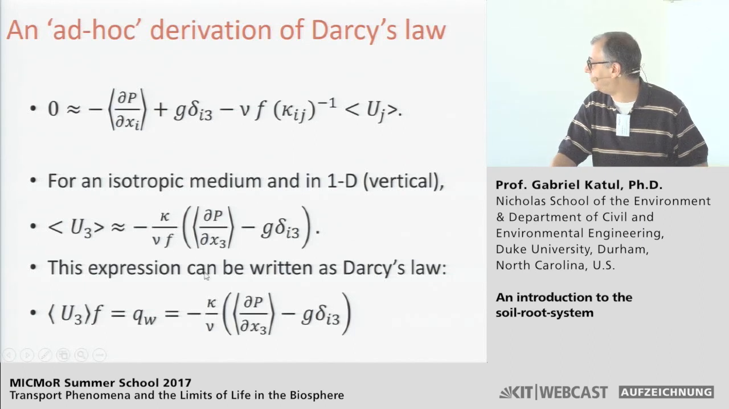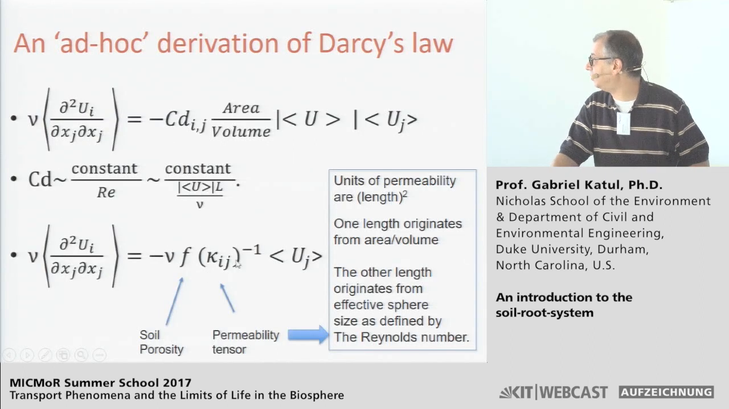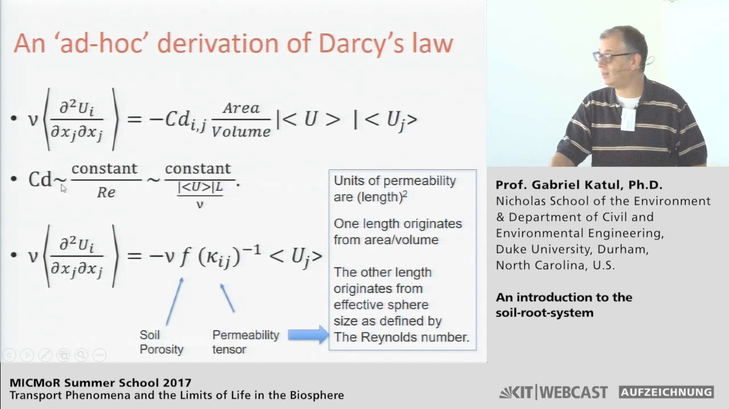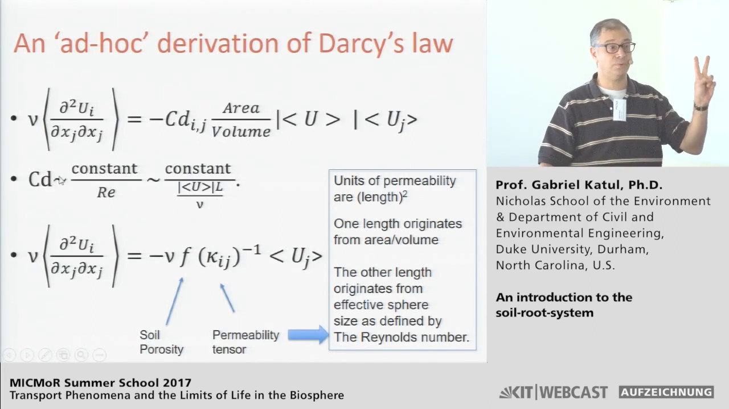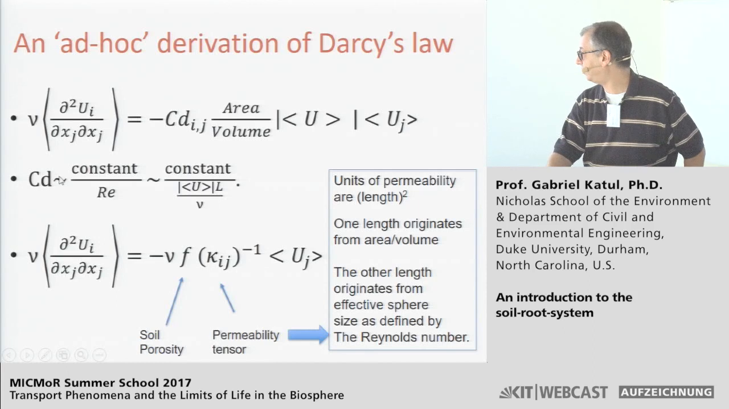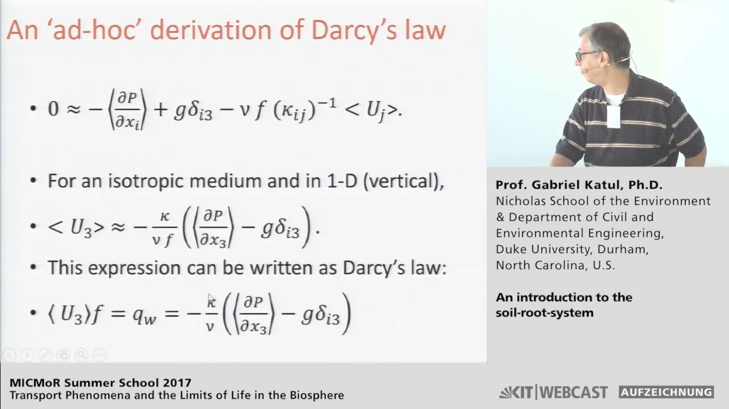And that permeability, if you remember, has to do with two things. It has to do with the area to volume, and it has to do with what is the characteristic length scale that governs the drag coefficient. So these are the two important length scales that somehow encode the magnitude of the permeability.